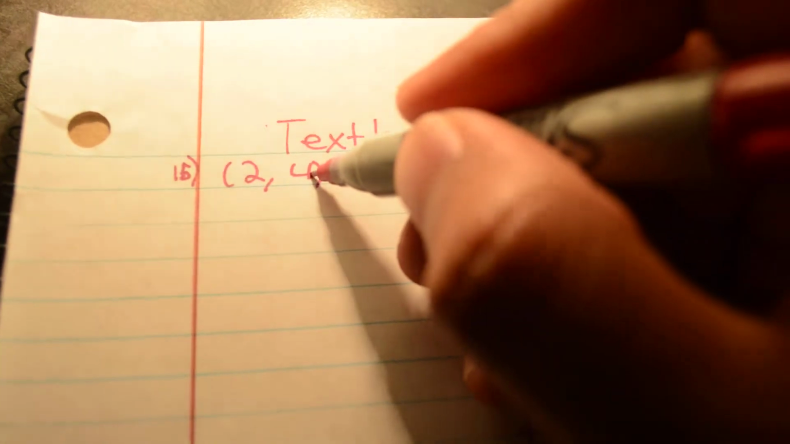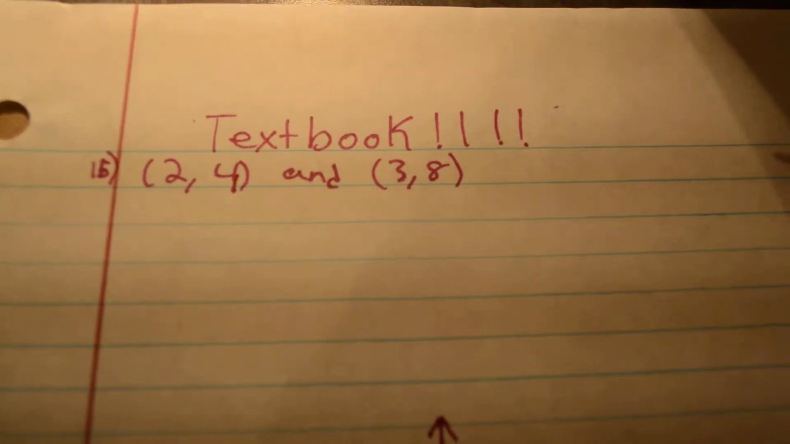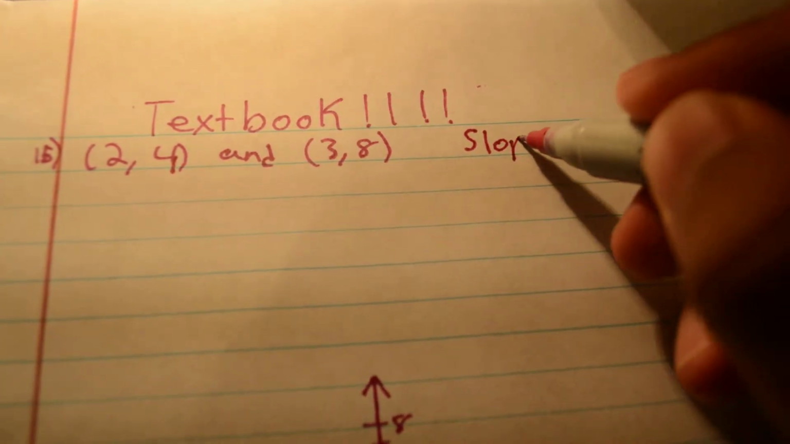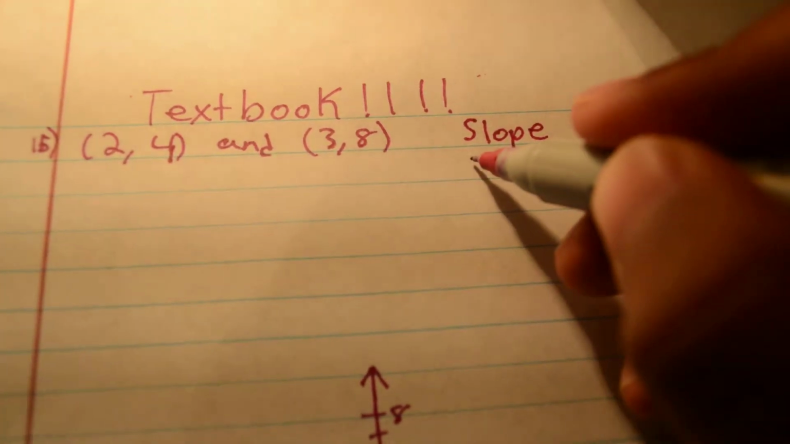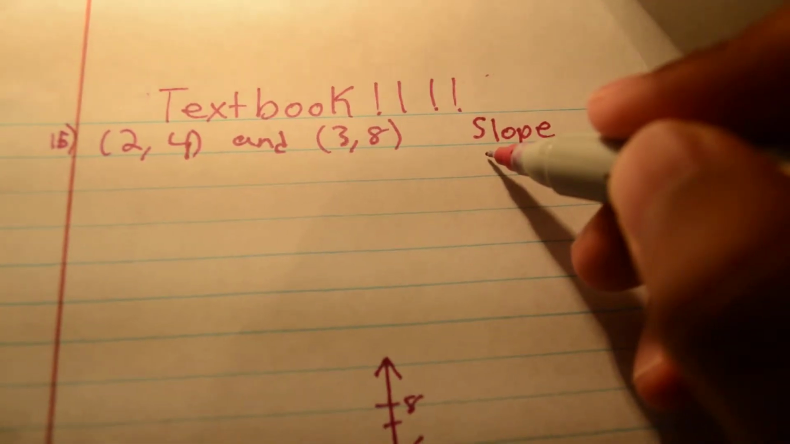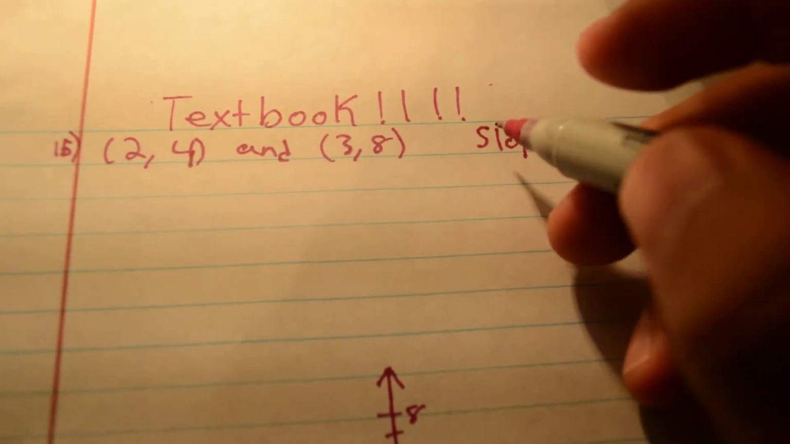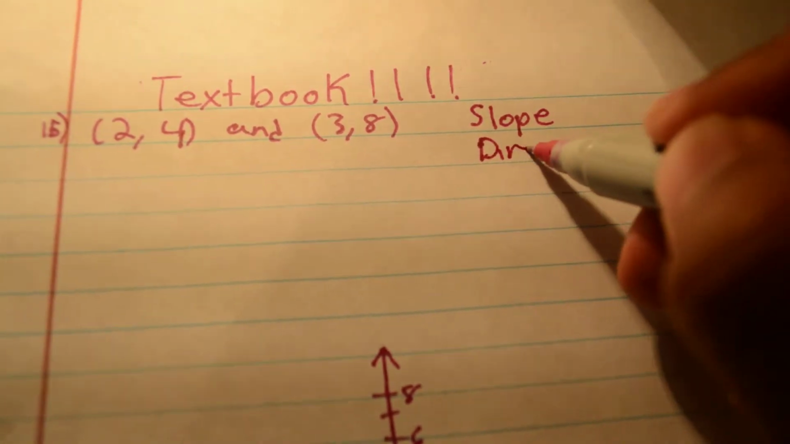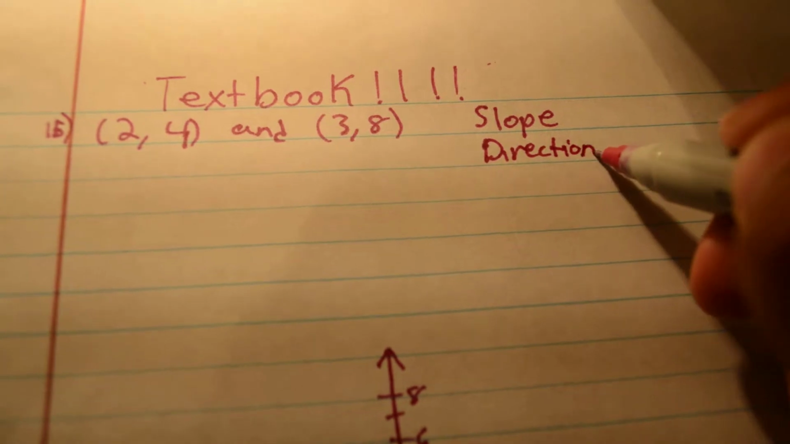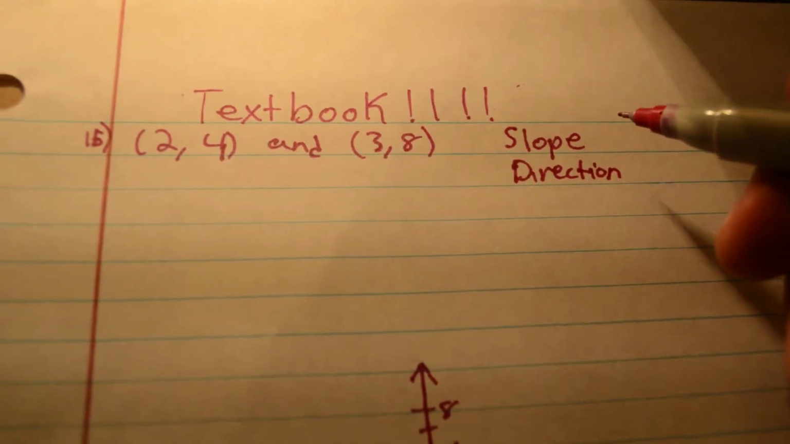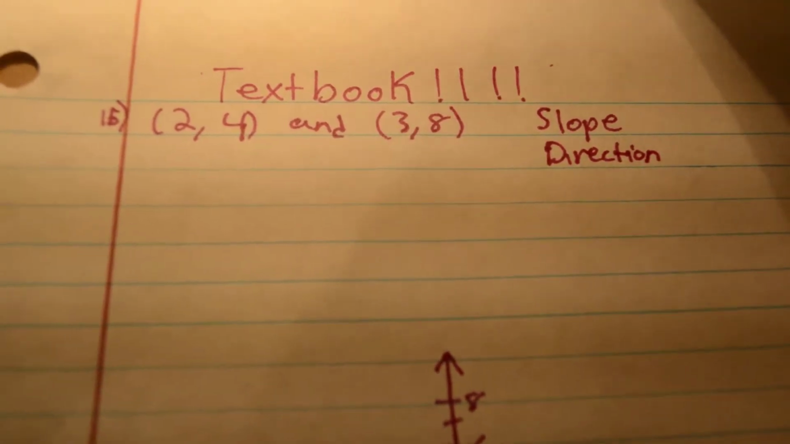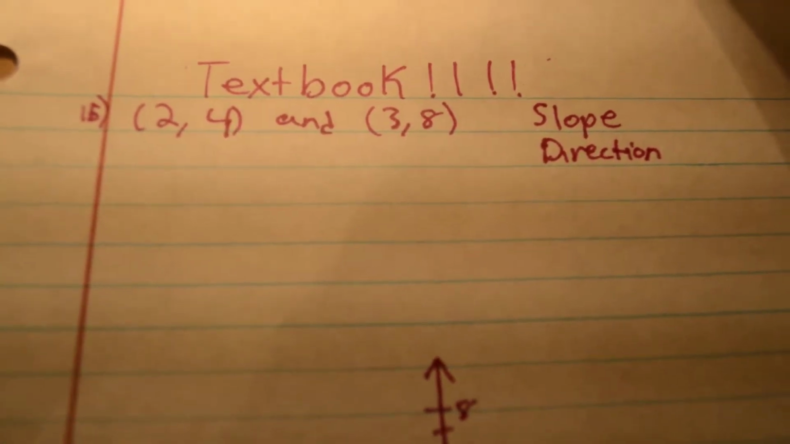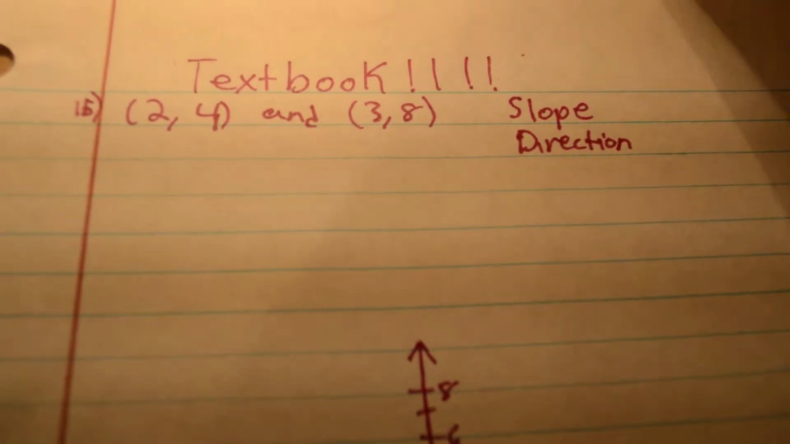Okay, so what this one's asking for is to find the slope and also the direction of the line, whether it rises, falls. So let's put direction. Rises, falls, vertical, horizontal, and so on, right? Okay, so first I'll teach you the long way and then there's the short way. I'll start with the long way, which is the safe way, you can say.